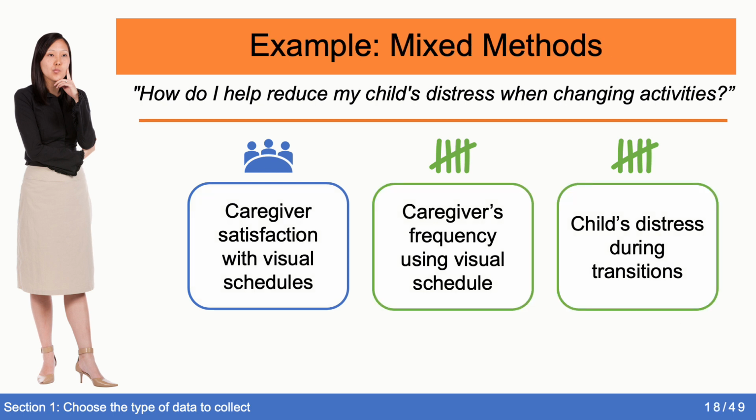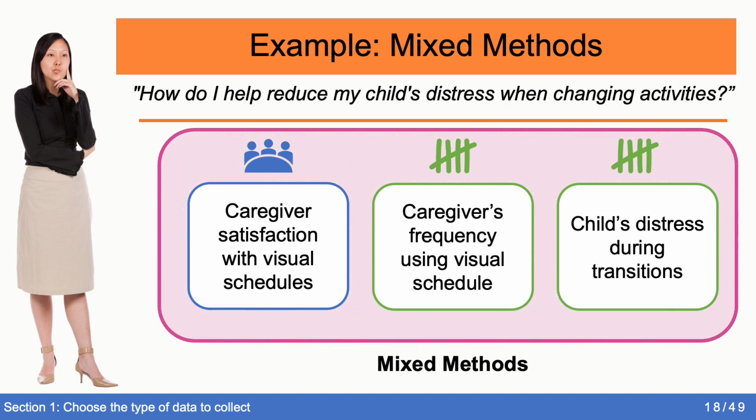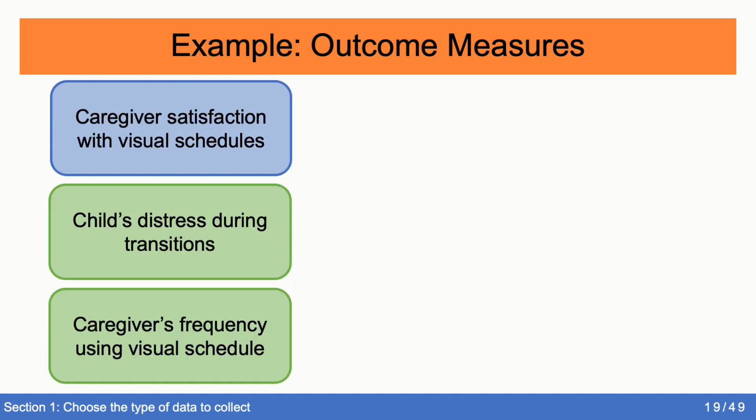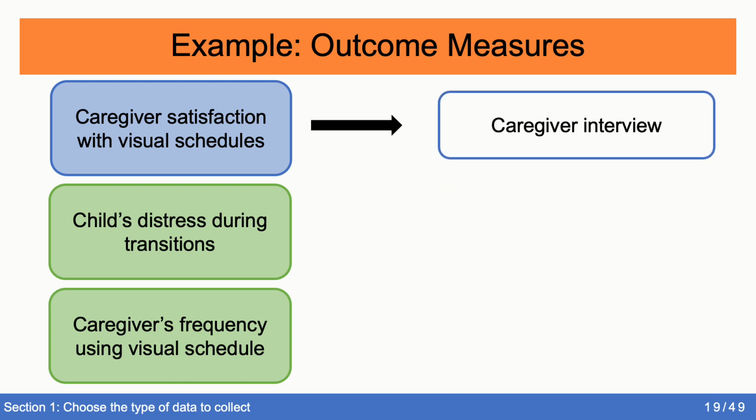We can also use mixed methods, where we use a combination of qualitative and quantitative data. For our example, we can use the qualitative data about caregiver satisfaction to understand our quantitative data about the frequency of using schedules and the child's distress. Here are examples of specific outcome measures researchers can use to collect data about these outcomes. To measure the caregiver's satisfaction, researchers can do an interview with them after the therapy program, where they ask questions about the caregiver's experience in the therapy.